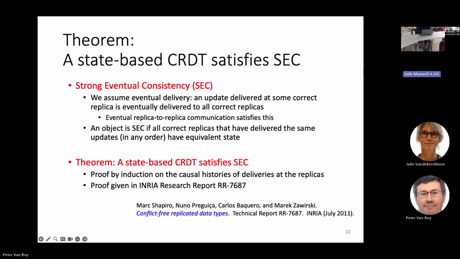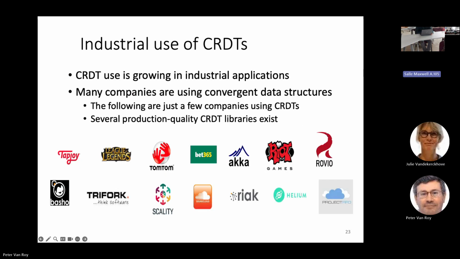It can achieve consistency without having to do consensus. And it's used in industry. There are a number of existing CRDT libraries. One of the most famous, well-known ones is the Riak database, done by a company called Basho. Unfortunately, Basho no longer exists because of stupid management decisions, but Riak still exists. And all these companies here are using CRDTs in industrial applications: production-quality CRDT libraries.